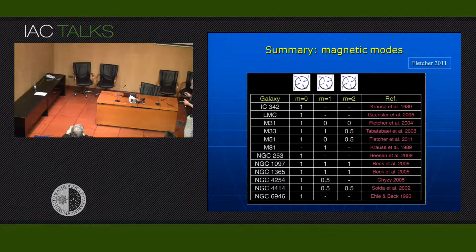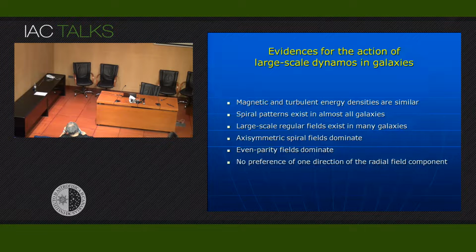You see the ground mode m equal to 0 exists almost everywhere. M81 is still an exception. m equal to 1 is very rare. Sometimes it may exist there. And m equal to 2 is also existing. Sometimes all three modes are needed to explain the pattern of the magnetic fields. So this is a lot of work to do, and that's why the list of galaxies is still quite limited, and hopefully we can get more data on this.